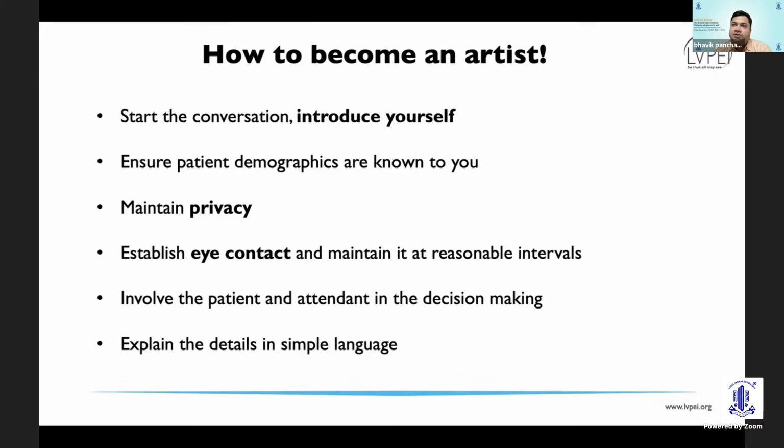Maintain the privacy of the patient. Ensure that you are seeing only one patient at a time. Establish eye contact and maintain it at a reasonable interval. Okay, it doesn't mean that you keep on staring at the patient. Involve the patient and attendant in proper decision making, and eventually explain the final details, your treatment plan and diagnosis, in very simple, lucid language.